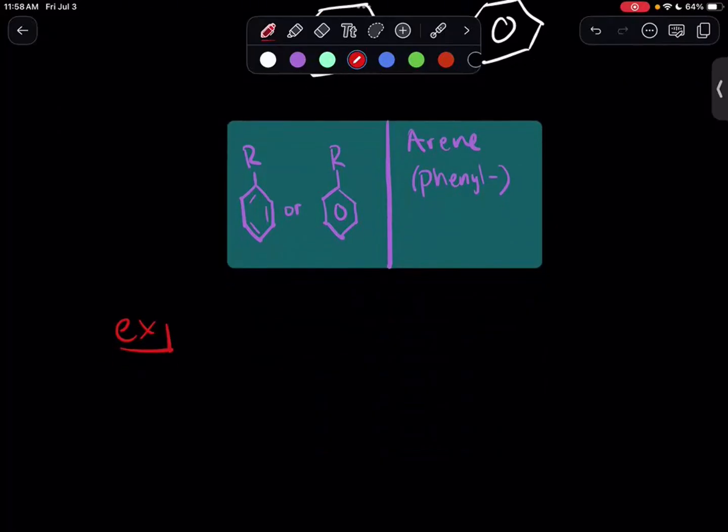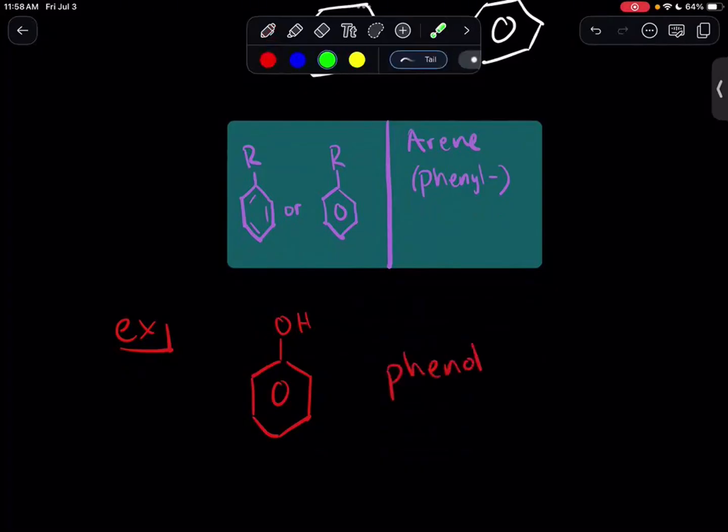Now, a very common example would actually be what we refer to as phenol, OL. If you think about that for a moment, OL comes from the prefix of hydroxy. So this would be phenol. So we replace our R group with the hydroxy, and then we get phenol with an OL in the back.